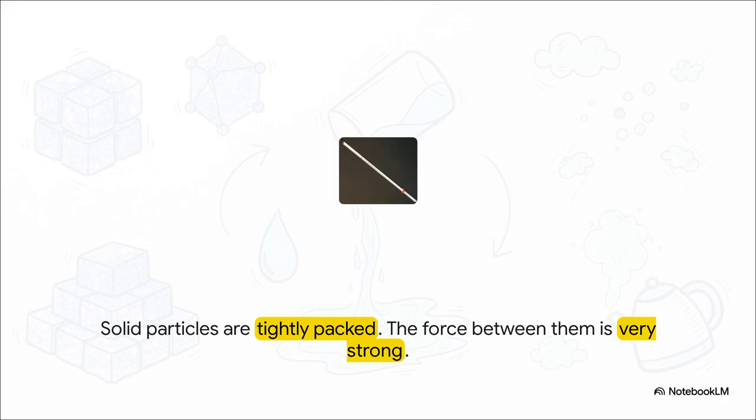Let's look at their particles. You can see how they are packed so tightly together in a very neat and orderly way. The force of attraction between them is extremely strong, and this force holds them in fixed positions. Now, they are still moving because all particles move, but here they can only vibrate in their own place. This strong bond and fixed structure is what gives a solid its strength and its definite shape.